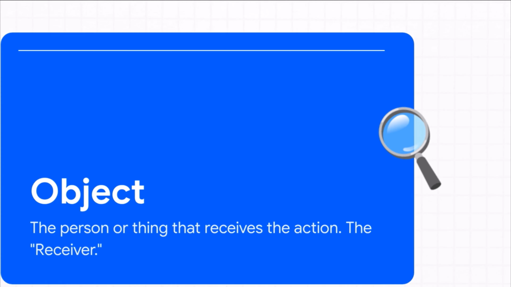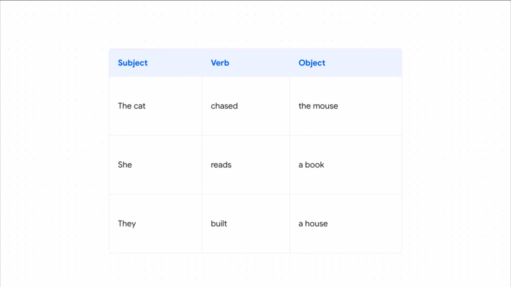Okay, so we've got our three building blocks, right? Now for the fun part. Let's see how they snap together to create actual sentences. This is where it all comes to life. Just look at how perfectly this breaks down. In the first one, you've got the subject, the cat, the verb, chased, and the object, the mouse. See that? Doer, action, receiver. It's a perfect logical flow. And it works for everything.